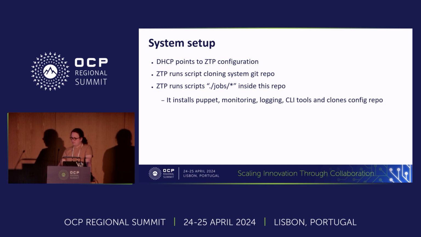Okay, so now because I have time, I go to the system setup. We start with zero-touch provision. DHCP points to the configuration inside the system repo that we have. And the ZTP script just runs the directory jobs, where we put every script that is needed to create a working switch. It installs all the software, installs Puppet, monitoring, and it initializes the configuration repo that I talked about earlier.